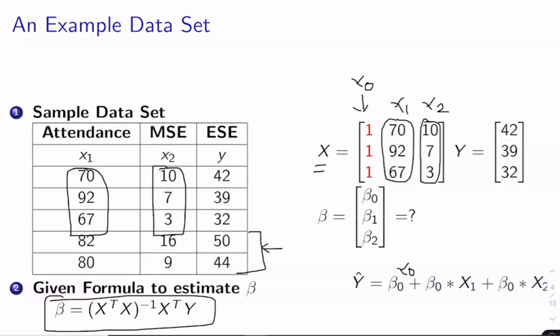I have separated the input vectors in the X matrix, or X is the set of input vectors, from the output vector Y. See here, 42, 39 and 32. So Y is the output vector. This formula requires input vectors and output vectors, and from these input and output vectors we are going to calculate the values for beta 0, beta 1 and beta 2, which are unknown at this moment.